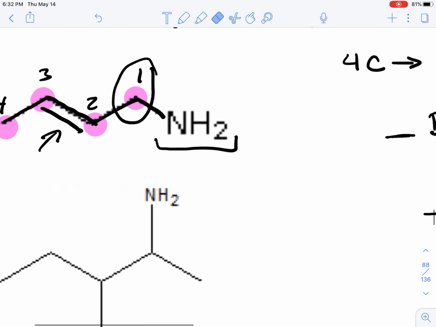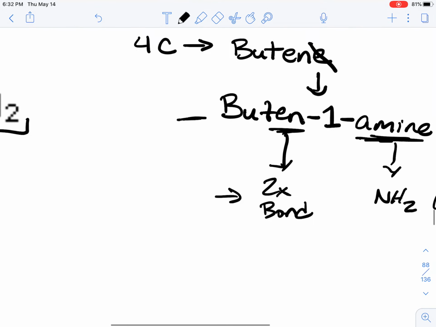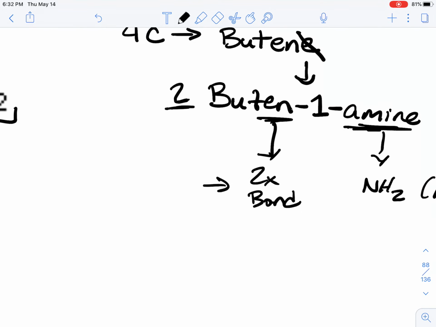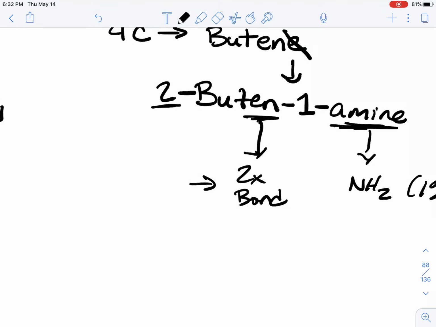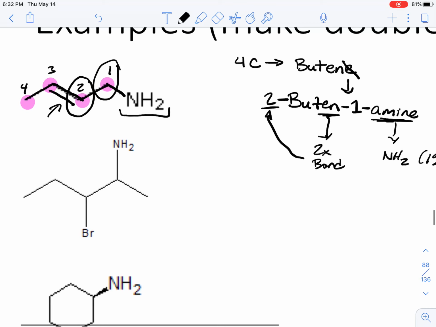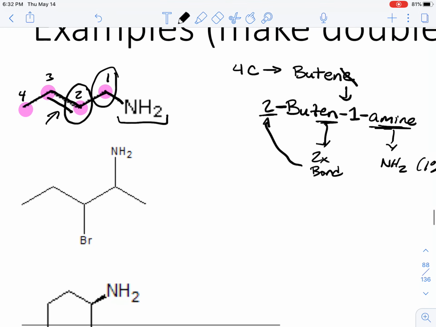And so I want you guys to notice that on carbon number 2, that's where our double bond starts. And so therefore, I'm going to put a 2 in front of butene to communicate to the reader that the double bond starts on the second carbon. Okay. And so this would be my final answer for this specific compound with a double bond.